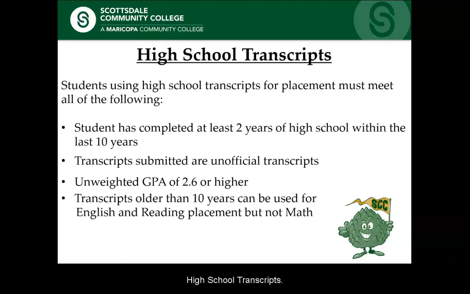High school transcripts. Students using high school transcripts for placement must ensure the following: the student has completed at least 2 years of high school coursework within the last 10 years, verified by an unofficial high school transcript listing a 2.6 or higher unweighted cumulative GPA. High school transcripts that are more than 10 years old may be used for placement into English and reading courses. The 10-year limit still applies, however, for math placement.